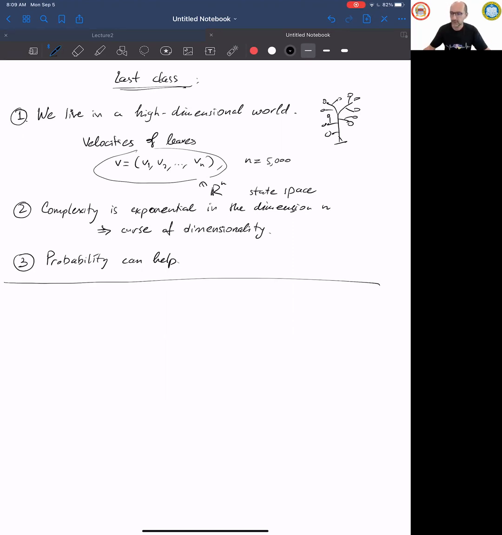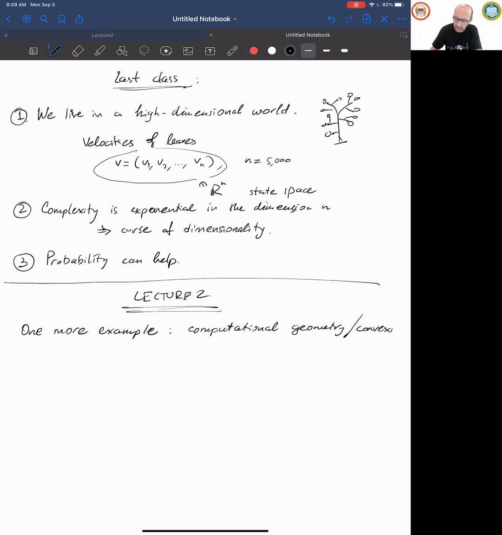Good. Perfect. Okay, lecture 2. I will give you one more example before we go to the essence of this class, one more example of how probability can help in high dimensions, can lift the curse of high dimensionality. This example will be in computational geometry, specifically computational convex geometry.